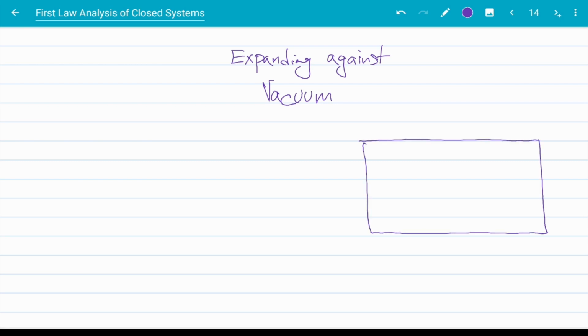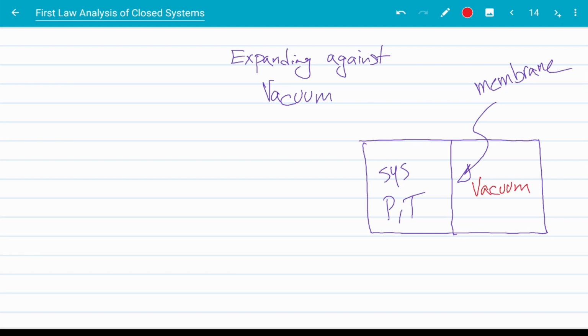Another special case is when our system is expanding against the vacuum. Now, in many problems, you will see scenarios like this. We have a rigid tank, which is divided in two by a thin membrane. On one side, you have a system with a pressure and a temperature and everything. And the other side is vacuum. And then the problem says that the membrane is suddenly removed, and they ask you to do a first law analysis on this problem.